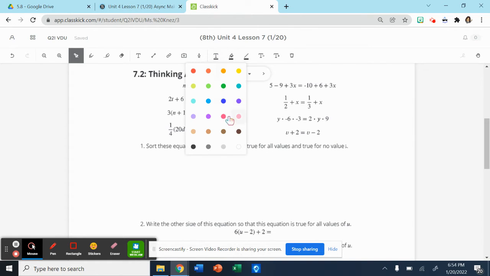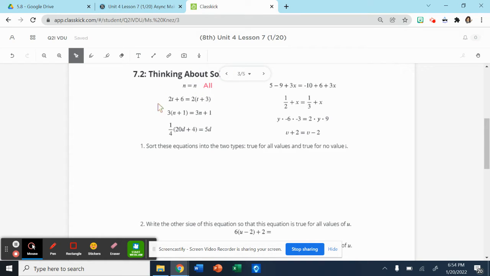The reason why it's true for all values is because I know that when I pick any number to be n, let's say n is 5, n equals n will be true because 5 equals 5. Let's say I picked 12 to be n. 12 equals 12. So any number for n, any possible number that I choose to replace n, will make the equation true.